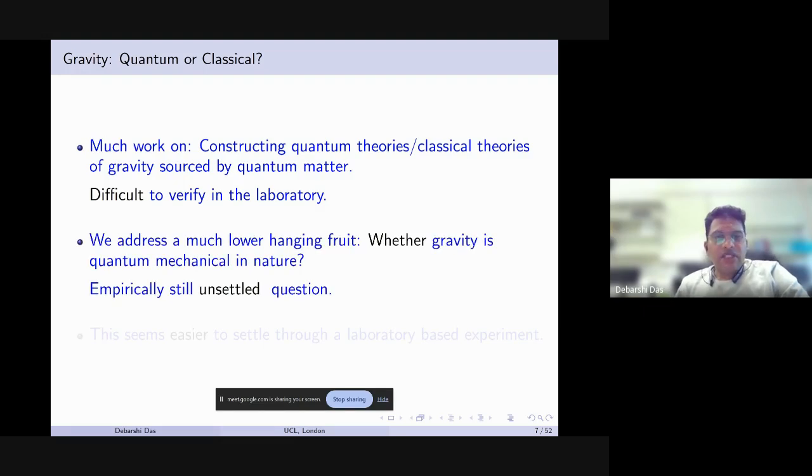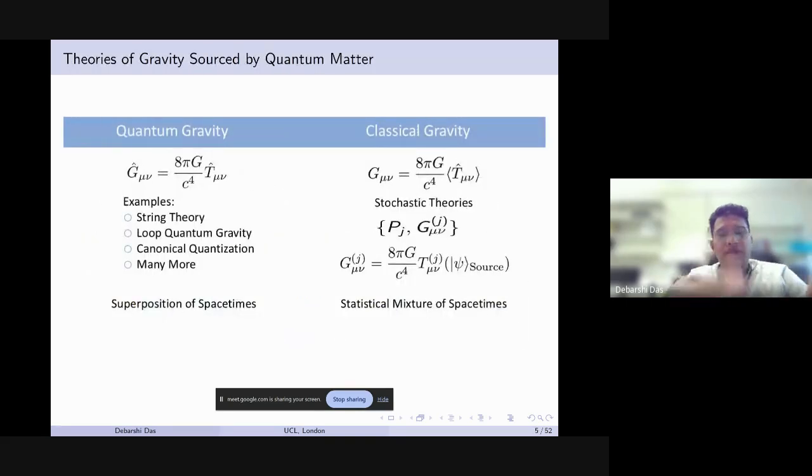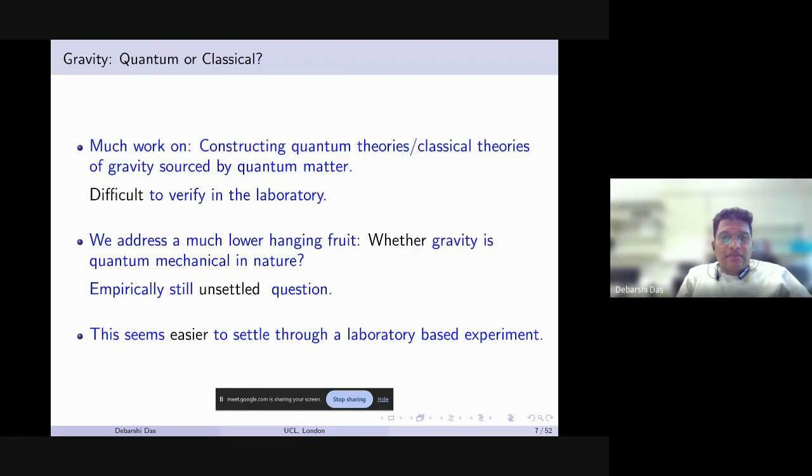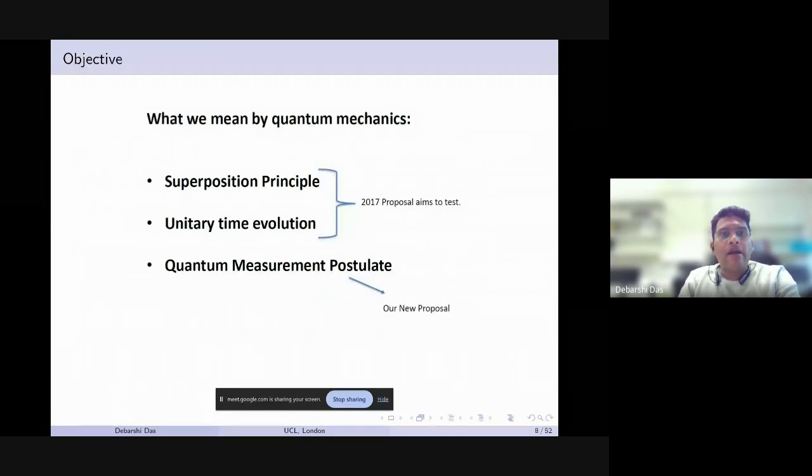On the other hand, we address a much easier question: whether gravity is quantum at all. And this question is still empirically unsettled. We still don't know whether gravity falls in this class of theory or in that class of theory. That also we don't know. And addressing this question, whether gravity is quantum or classical, seems to be easier to settle through a laboratory-based experiment, as I will show you now.